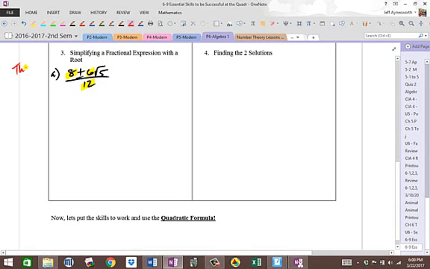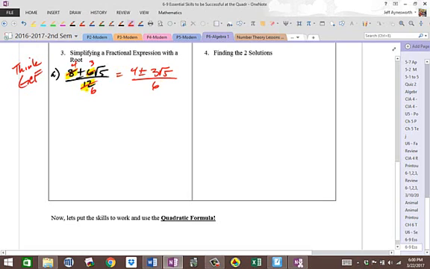What divides 8, 6, and 12? What's the greatest common factor? It happens to be 2. They're all even, by the way. So 8 divided by 2 is 4, 6 divided by 2 is 3, and 12 divided by 2 is 6. So you get 4 plus or minus, just reading from left to right, 3 root 5 divided by 6.